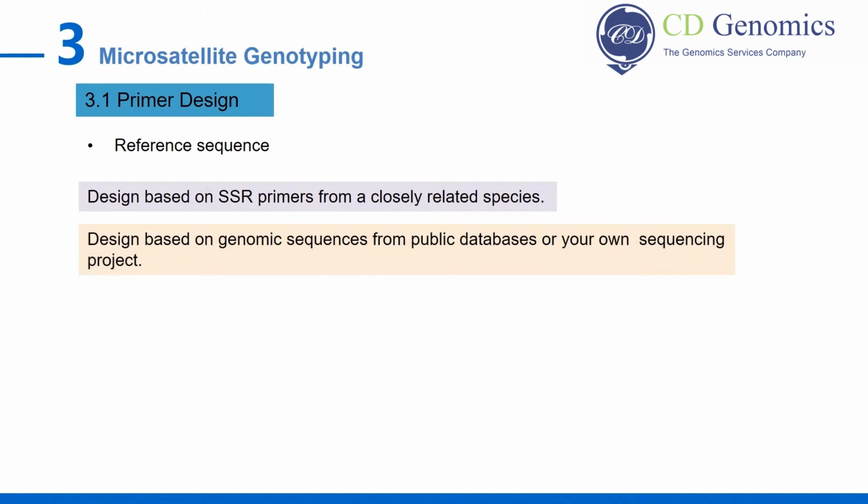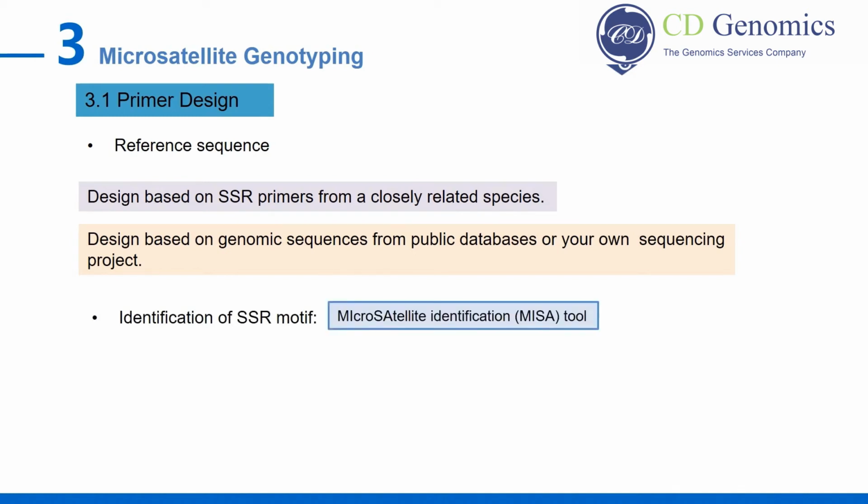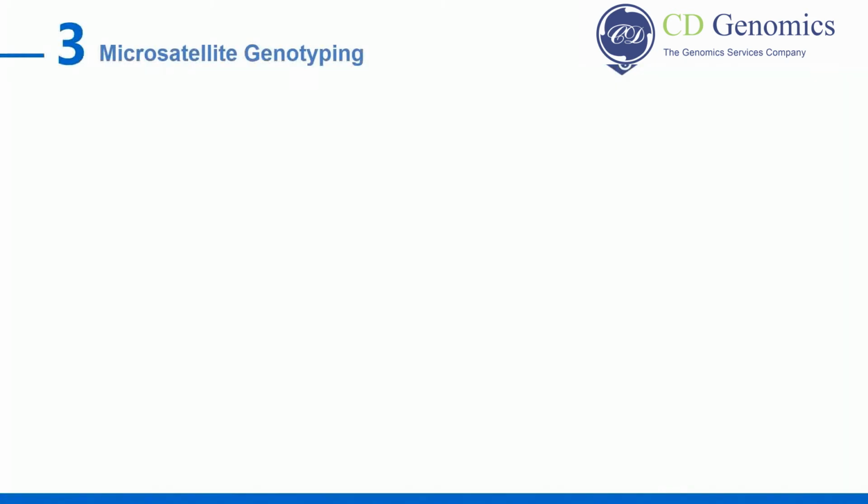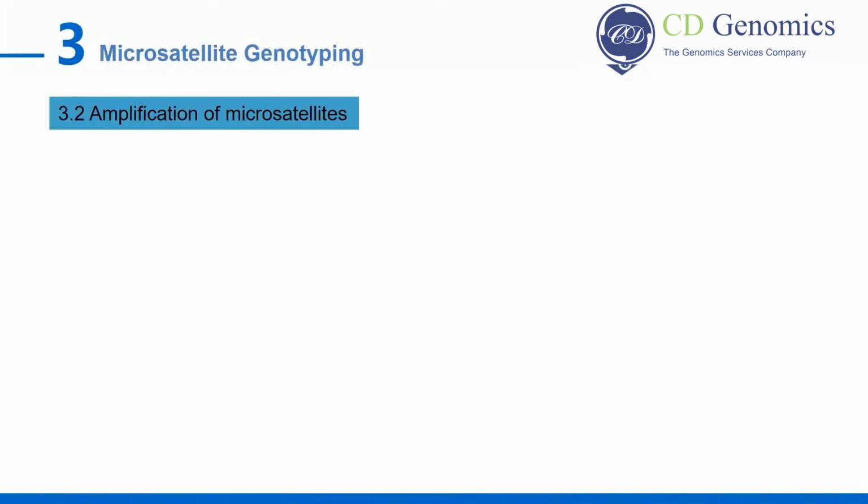It is necessary to have the nucleotide sequences first, either from your own sequencing project, or from the NCBI nucleotide database. SSR motifs can be identified using the microsatellite identification tool. Locus-specific SSR primers can be designed with SSR locator. Once the SSR primers have been developed, it is necessary to validate these primers using PCR amplification.